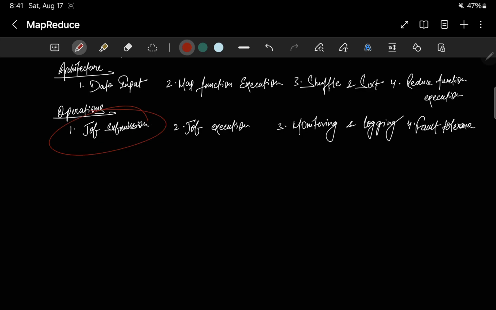Job submission means users submit MapReduce jobs specifying input data, MapReduce functions and output locations. Then the job tracker schedules and manages the execution of MapReduce jobs. Okay. Then MapReduce provides monitoring and logging capabilities to track job progress and diagnose issues. And fault tolerance, because MapReduce handles task failures by reassigning failed tasks to other nodes and recovering from failures. Because there are multiple nodes, fault tolerance can be achieved easily. Right?